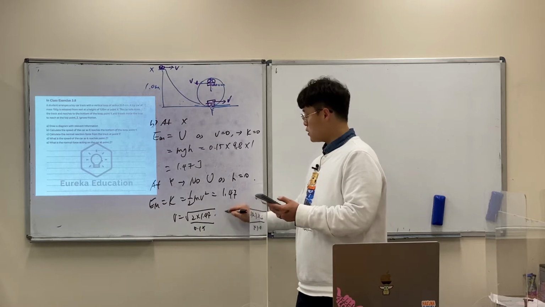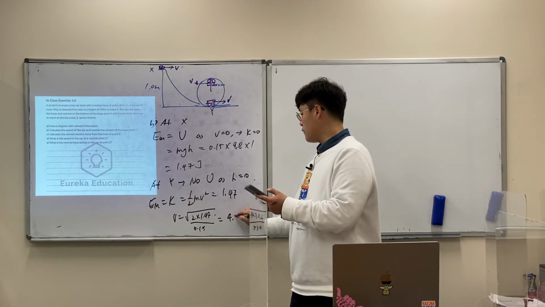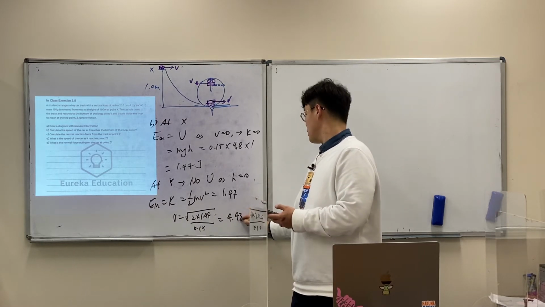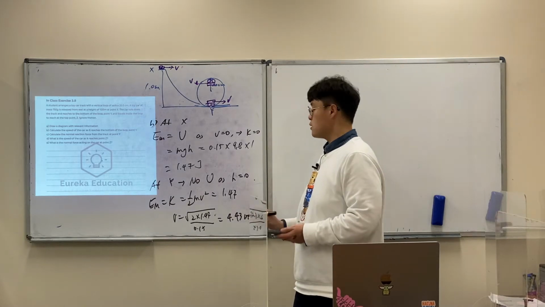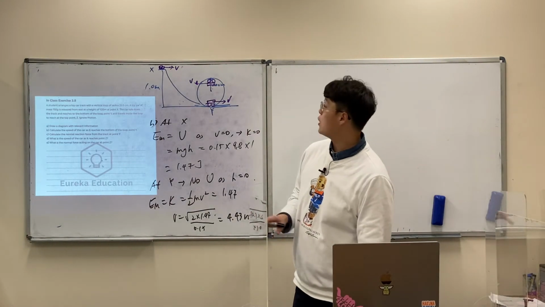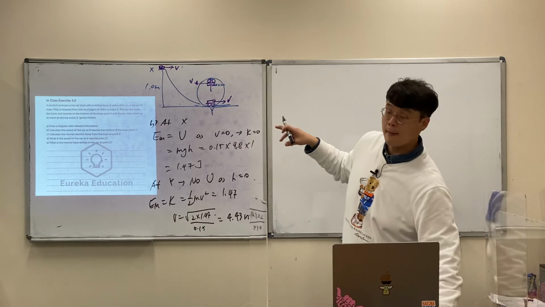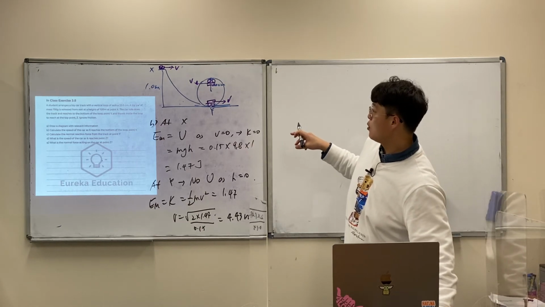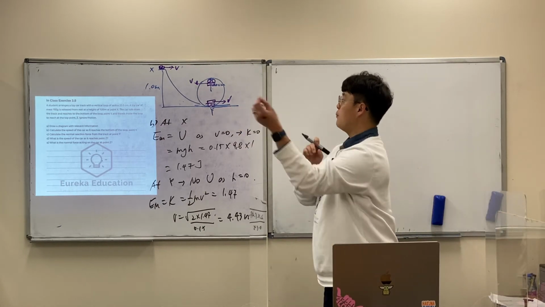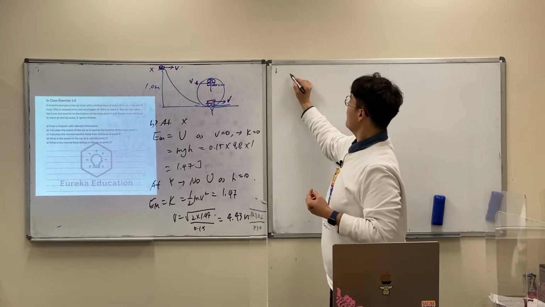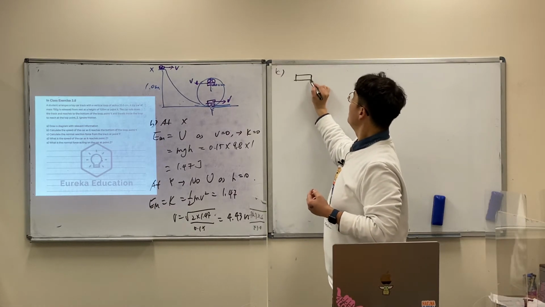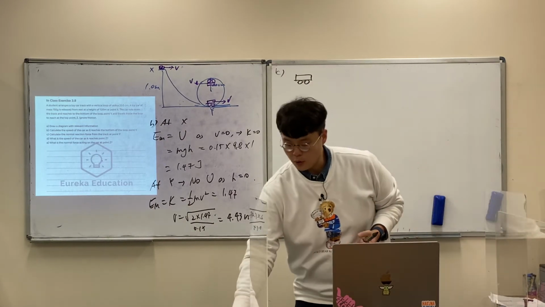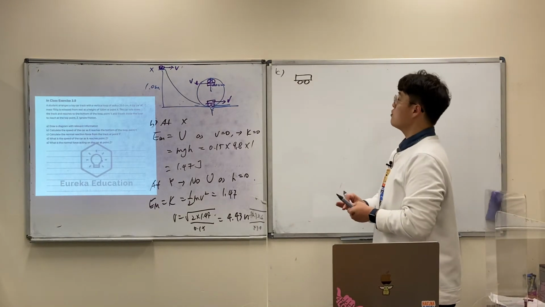And square root of that, you should get 4.43 meters per second for the answer at point Y. Okay, C: calculate the normal reaction force from the track at point Y. So you can see the track, the toy car, we're now experiencing the centripetal force.